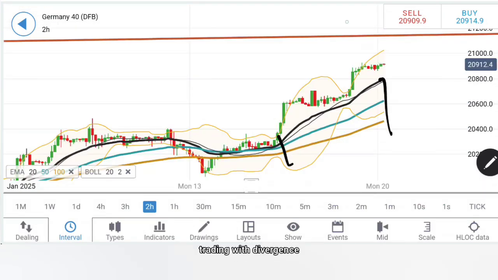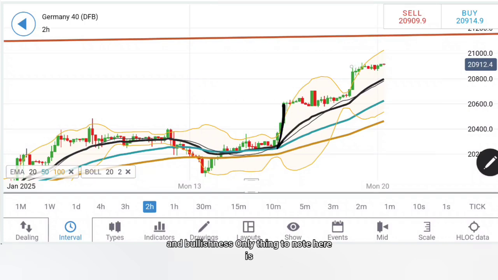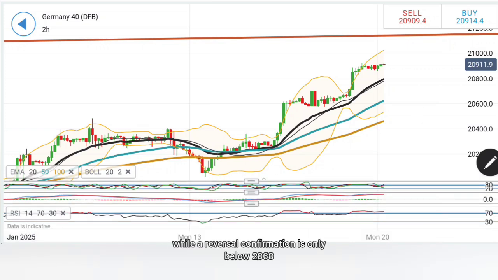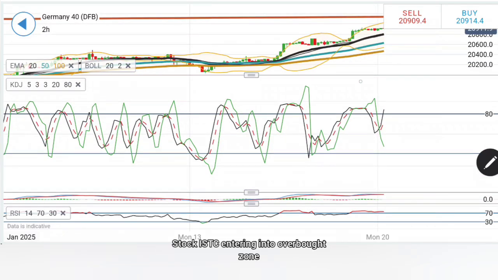Coming to the 2 hour chart, similar observation here on the 2 hour charts. Moving average is trading with divergence and bullishness. Only thing to note here is the bullishness getting diminished. Wait for a breakout. Any move beyond 21,930, 970 zone certainly is a good indication of another round of rally here, while a reversal confirmation is only below 2868, 20.